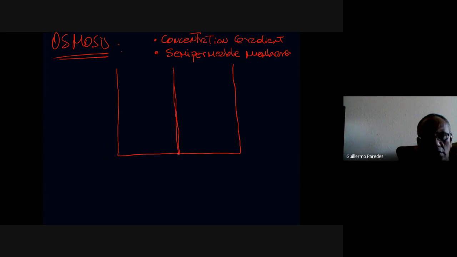Osmosis. We are going to use terms like concentration gradient and semi-permeable membrane. The classical illustration about osmosis is this. We have here two compartments, one compartment here and another compartment here. This line you see here we call the semi-permeable membrane.